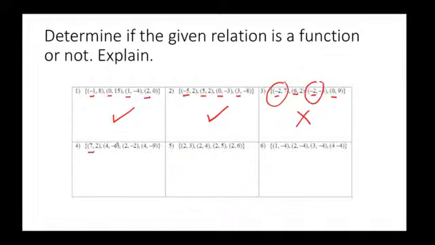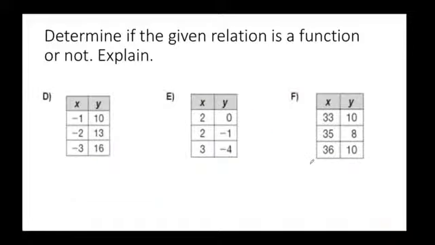Same here, you have 7, 4, 2, 4. 4 is repeated, so this is not a function. 2, 2, 2, 2. All the first numbers are repeated, so definitely this is not a function. 1, 2, 3, 4. There is no repetition of the first number of the ordered pairs. This is a function.